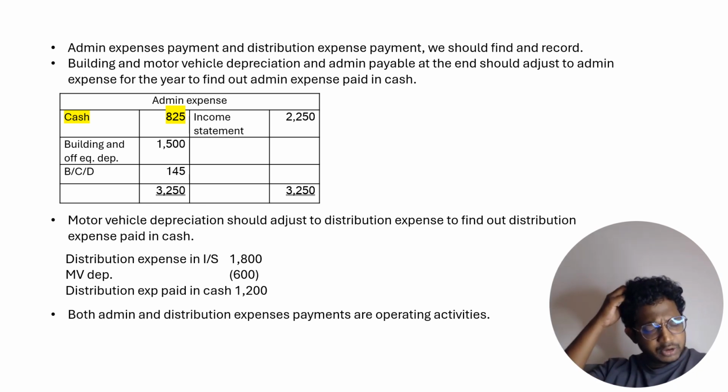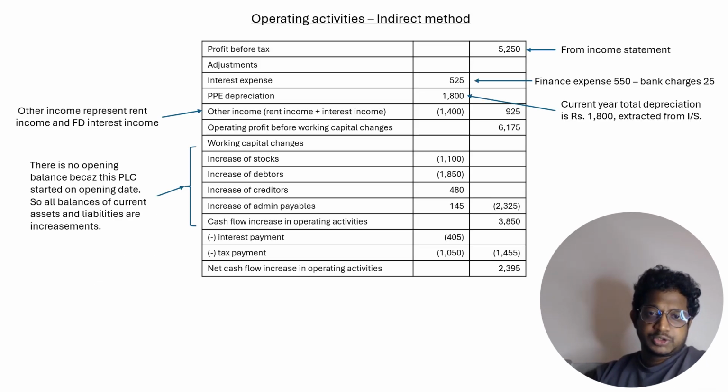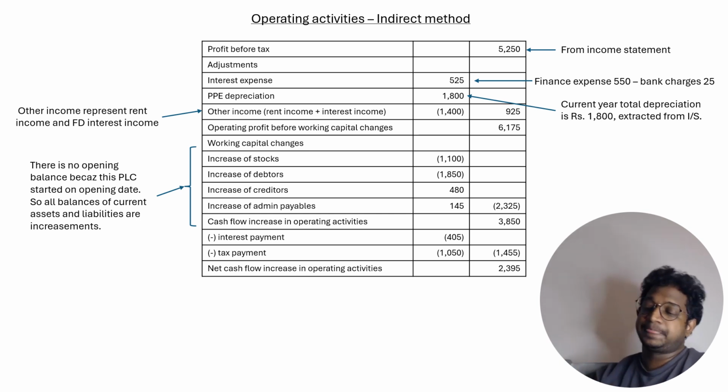And let's see how to prepare the operating activities in the indirect method. So why are we not preparing investing and financing for the indirect method? Because investing activities and financing activities, both you have to prepare based on the direct method. Operating activities is the only category that you can prepare in both direct and indirect, right?